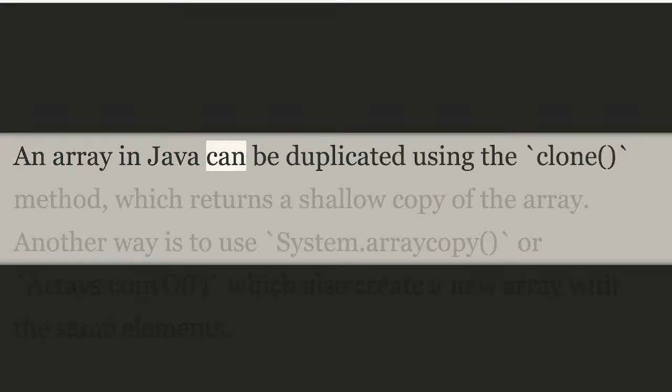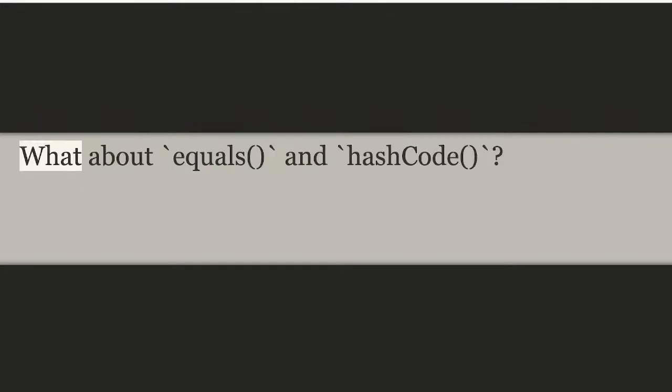An array in Java can be duplicated using the clone method, which returns a shallow copy of the array. Another way is to use System.arraycopy or Arrays.copyOf, which also create a new array with the same elements. What about equals and hashCode?